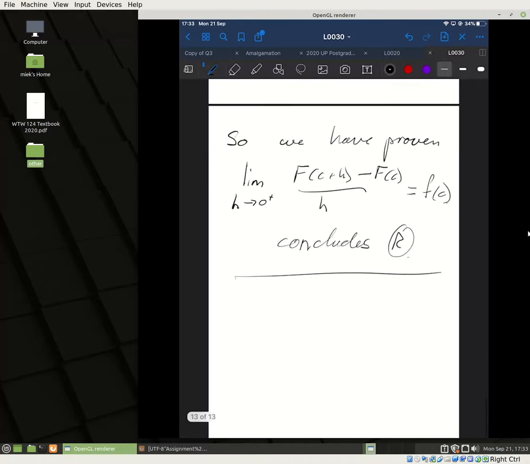Okay. So I will leave the left statement, so the statement as h tends to 0 from the left, as an exercise. That is not particularly difficult if we have seen the one for the right limit.